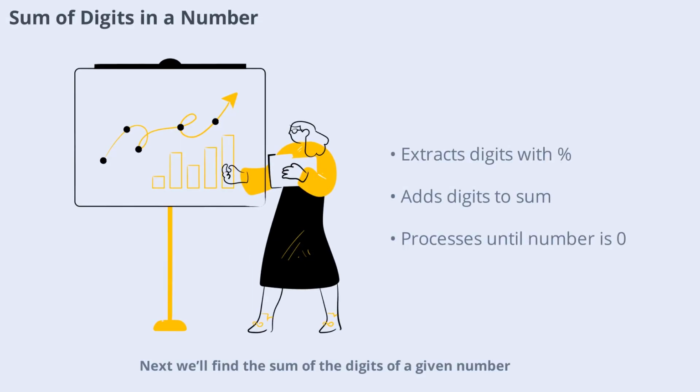Next, we'll find the sum of the digits of a given number. The program repeatedly extracts the last digit using the modulus operator, adds it to a sum, and then removes the digit by dividing the number by 10. This continues until all digits are processed. This technique is useful in many applications, such as digital root calculations and checksum algorithms.